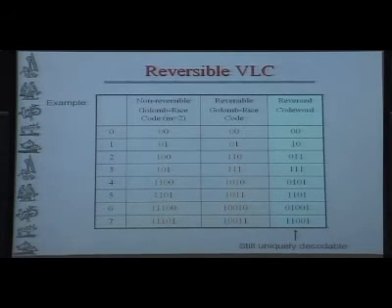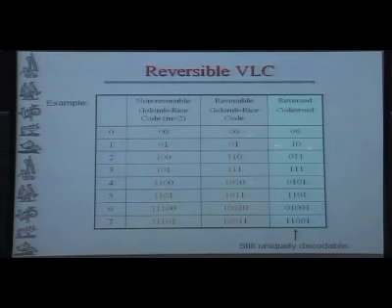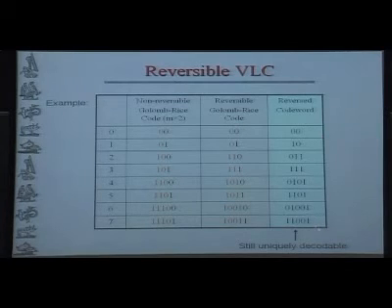This code has a property that when you flip, take 0, 0, the flip is itself. When you take 0, 1, the flip is 1, 0. So that means you can decode backward as well as forward, right? Now when I reverse the code word, I still have a uniquely decodable code.